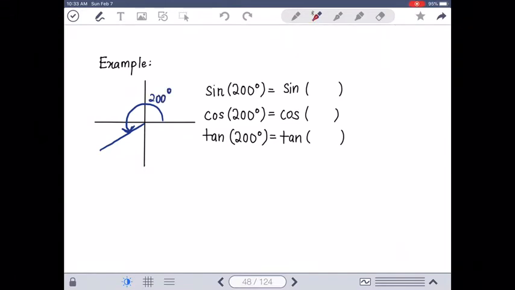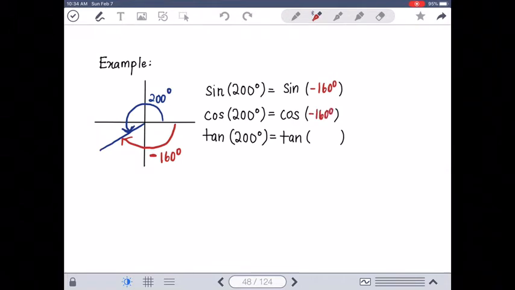And the corresponding negative angle here is negative 160 degrees. So we can say that sine 200 degrees equals to sine negative 160 degrees. Cos 200 degrees is equals to cos negative 160 degrees. Tan 200 degrees is equals to tan negative 160 degrees.